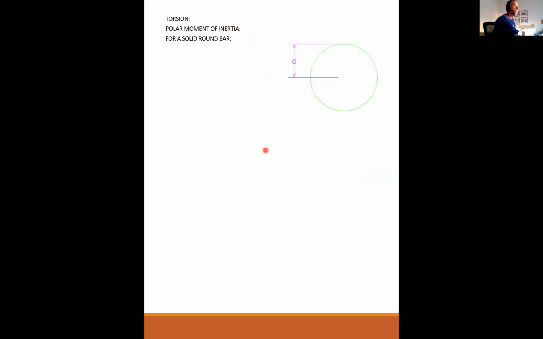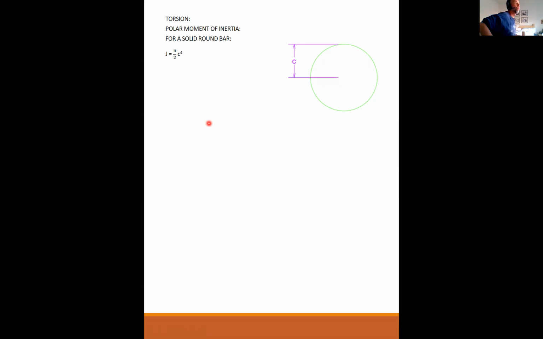And for a solid round bar, the polar moment of inertia is equal to pi over 2, C to the 4th, where C is the radius of the bar. Again, does this equation work no matter what material we use? Yes, it does, because it's a property of the section, not a property of the material. That's a great question.